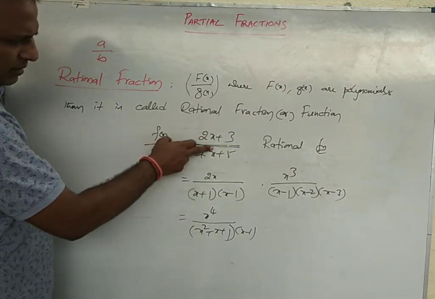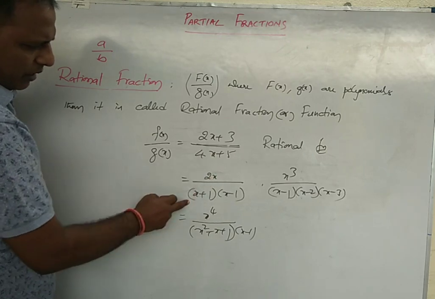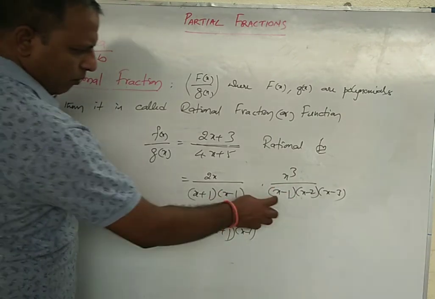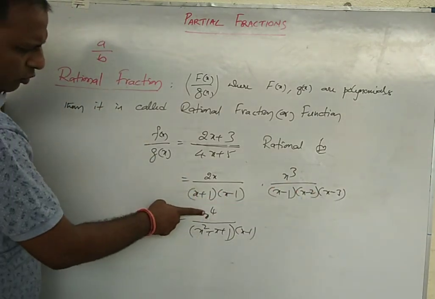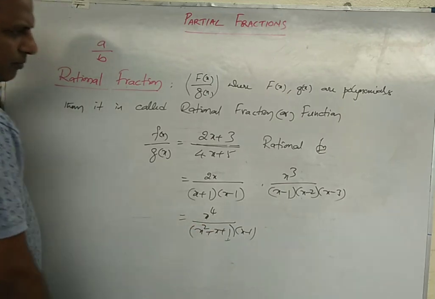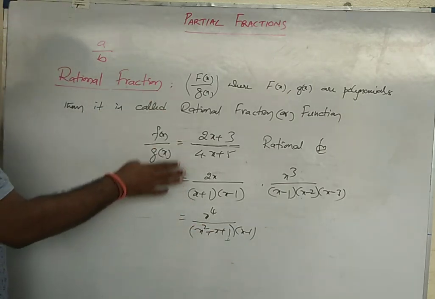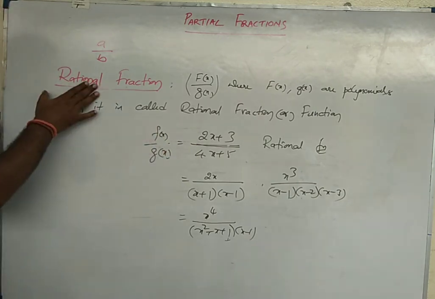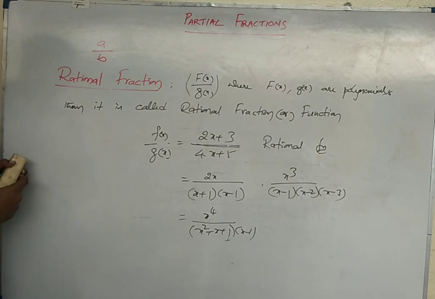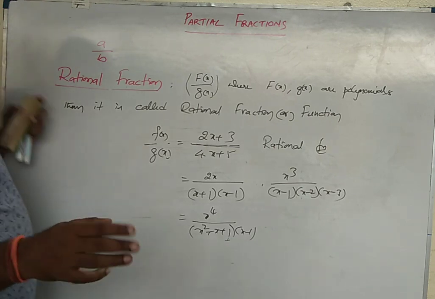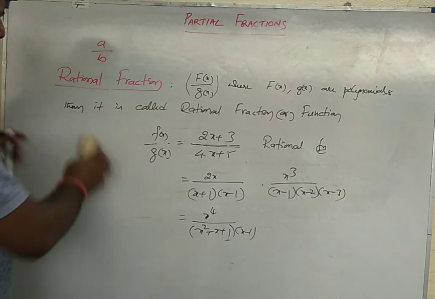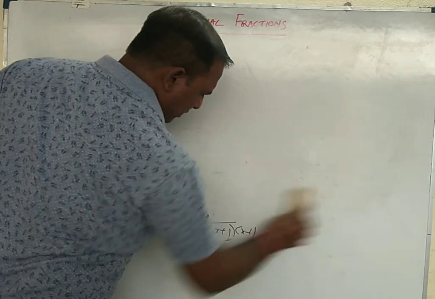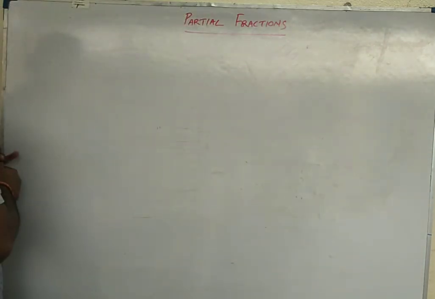Here the degree of numerator is 1, degree of denominator is 2. Here the degree of numerator is 3, degree of denominator is 3, 1 plus 1 plus 1. Here the degree of the numerator is 4, degree of denominator is 3. So depending on the degree of numerator and denominator, that is the degree of f of x and g of x, the rational fraction is further divided into two types. One is called a proper fraction, the other an improper fraction. So what is a proper fraction?